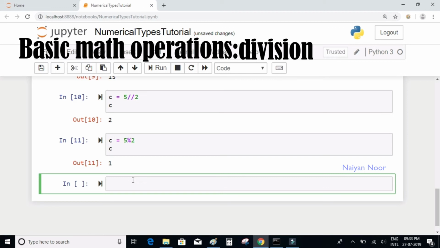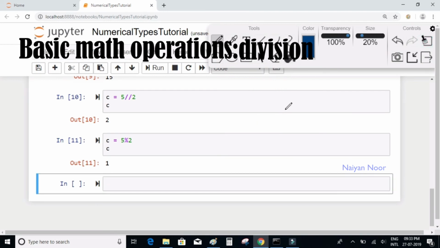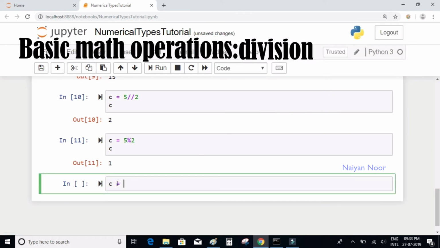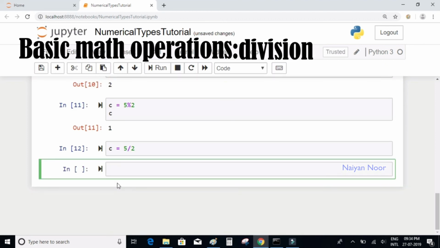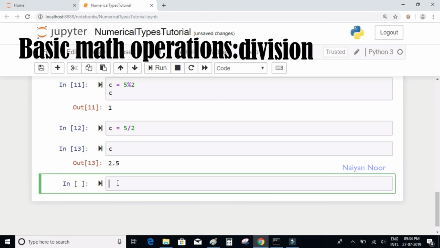And most of the time you want a floating point number after the division. What I'm trying to say is, if you're dividing 5 by 2, the answer actually will be a floating point number, it should be represented as 2.5, right? So if you want this 2.5, you can basically write c is equal to 5 single forward slash 2. So you will get 2.5, which is a floating point number.